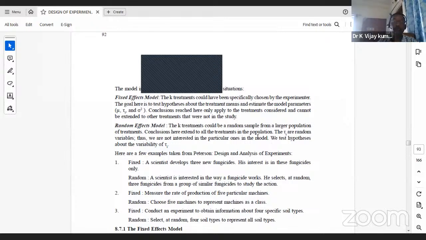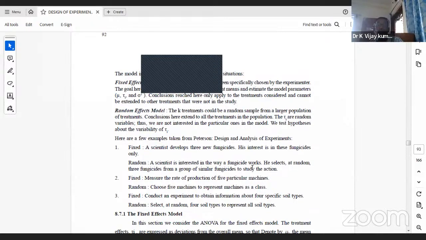Fixed: a scientist developed 3 new fungicides. His interest is in these fungicides only.